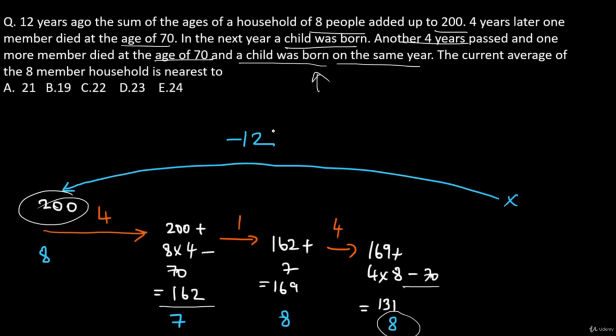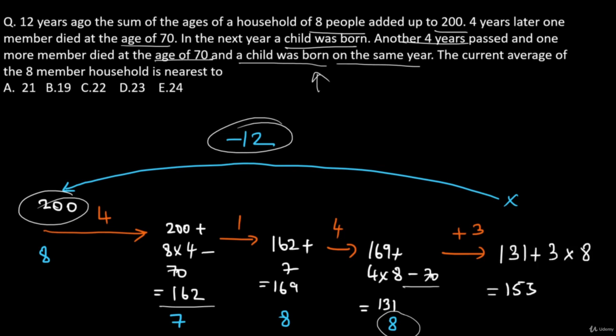Now we moved back 12 years, right? So over here we have moved 4 plus 1 plus 4. That's a total of 9 years we have moved ahead. So we have to move 3 more years ahead to come to today. So when you add 3 more years, the total becomes 131 plus 8 into 3, right? So that's a total of 155, and there are 8 members. So the average is 155 divided by 8, which is approximately 19, and that is option B.